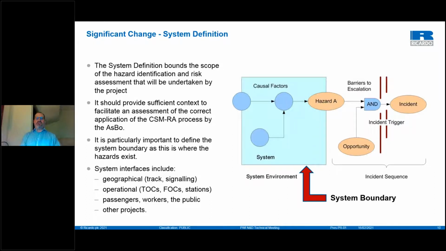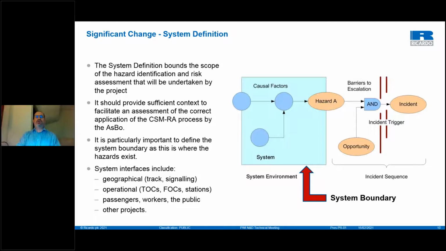This is important, though, in terms of the fact that when you are defining the scope of your change, you need to understand the boundary, what is within and what is outside the scope of your change, and you define that through the system definition. Now, a system definition is a larger document than the preliminary system definition, but it can build on the information in the preliminary system definition.